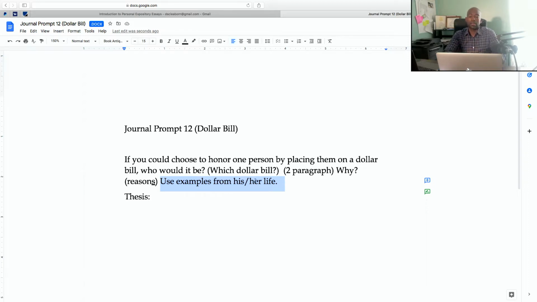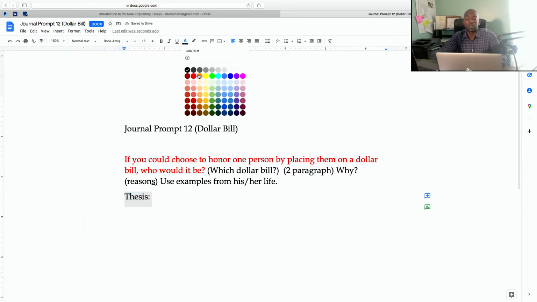So the first thing I need is to write my thesis. The thesis is always going to reveal my answer to the main question or main request. It's also going to reveal the thing that I have to mention before I can actually get into detail in the body paragraph. The main question I'm asked says, if you could choose to honor one person by placing them on a dollar bill, who would it be? Well, I gotta reveal my answer to that before I can really discuss anything else. So my thesis is going to answer that question.